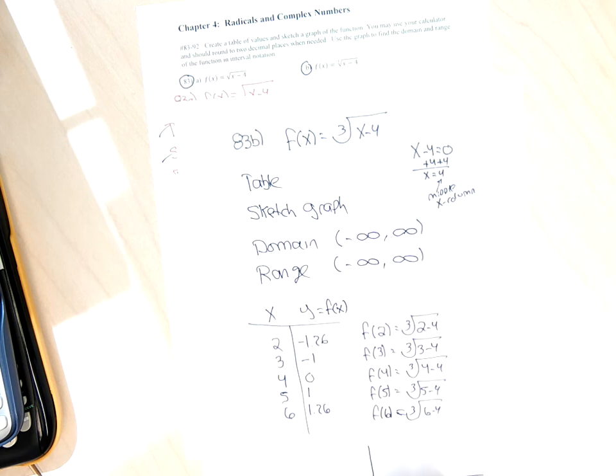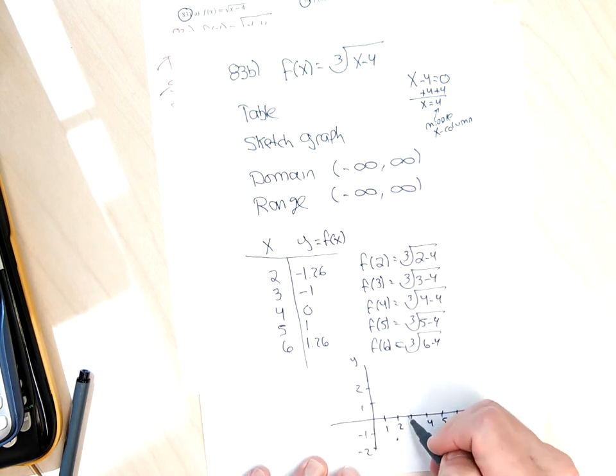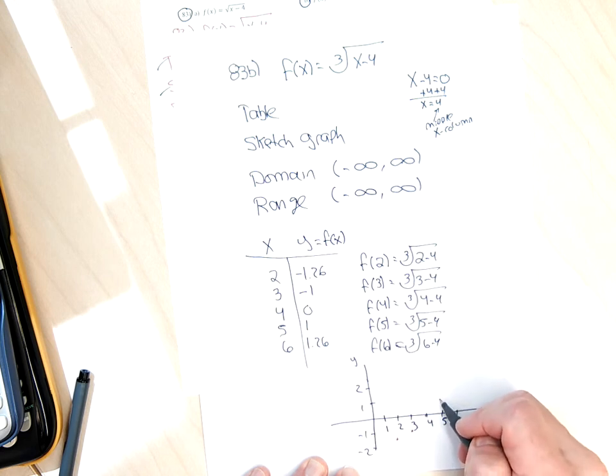So on my x-axis, I need to get out to 6. And on my y-axis, I don't need to get much higher than 2 or much lower than negative 2. If I had a bigger table, my y's would get really big and my x's would as well. So now I'm plotting these points. First point, positive 2, negative 1.26, the best I can. Positive 3, negative 1, positive 4, 0, positive 5, 1, positive 6, 1.26.